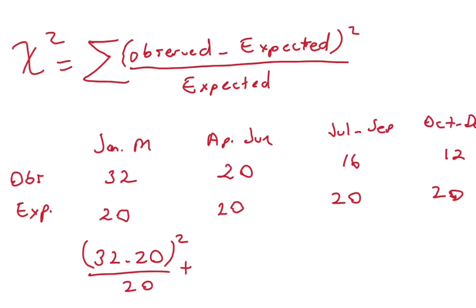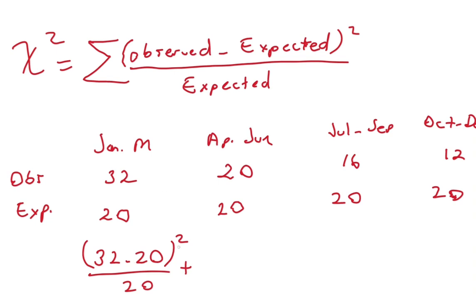Let's remember the chi-square formula, which is observed minus expected, squared, over expected. So the observed counts we have are 32, 20, 16, 12. But since we have 4 periods, our expected birth counts will be 20 in each. So between January to March, April to June, July to September, and October to December, these are the birthdays we will expect.